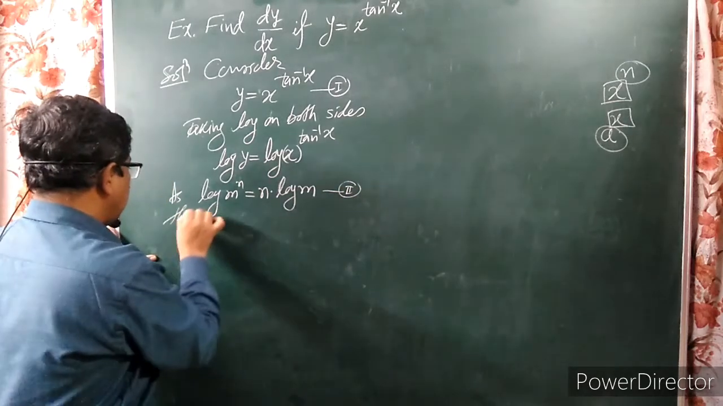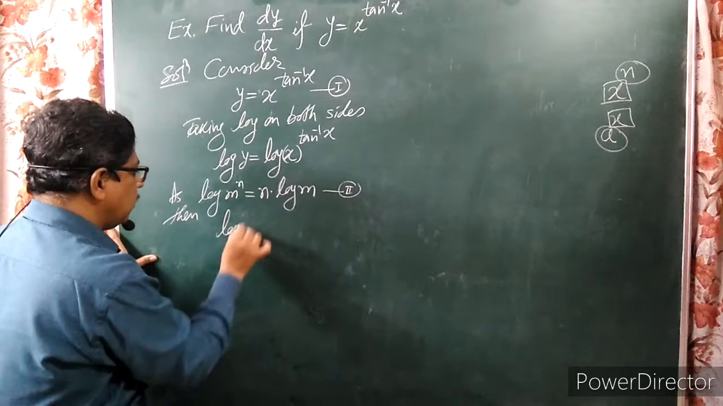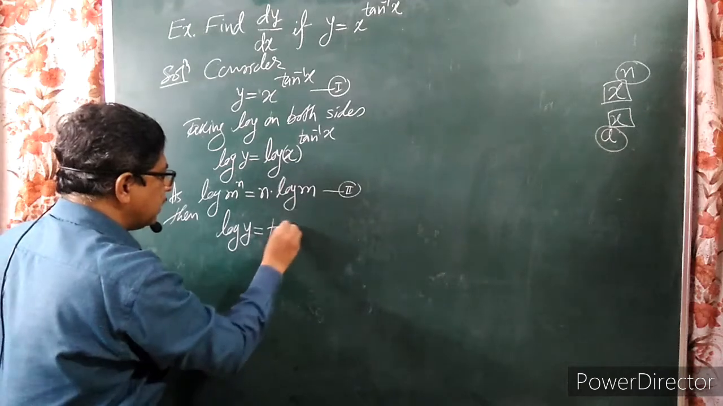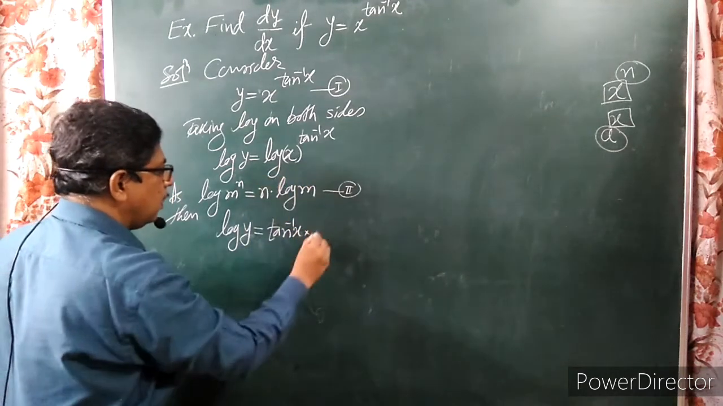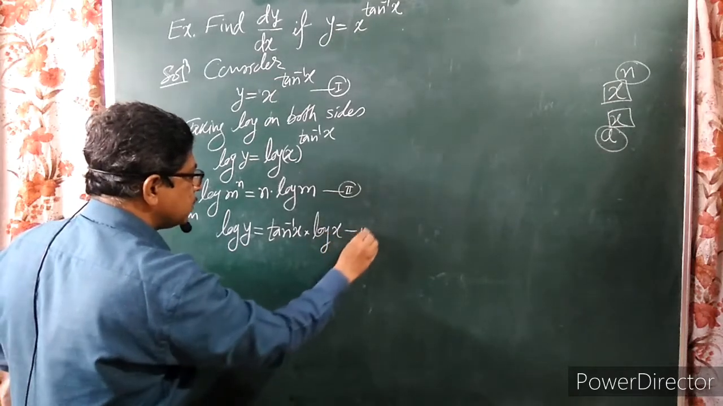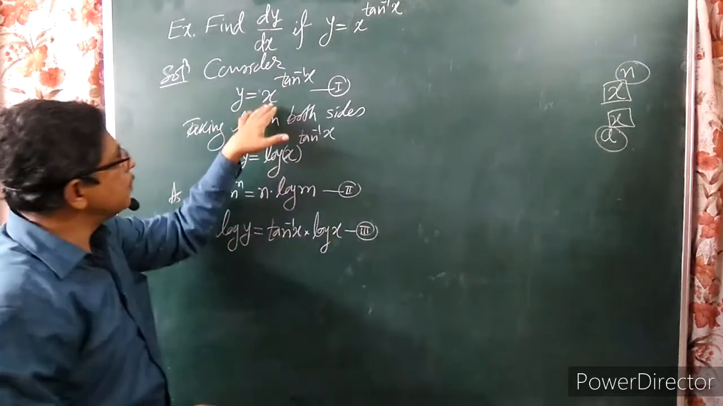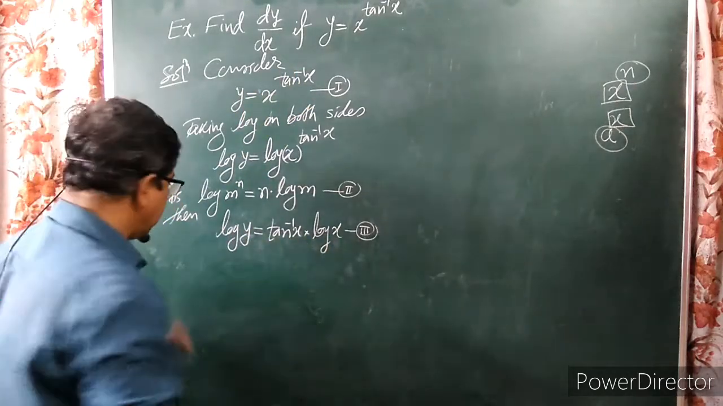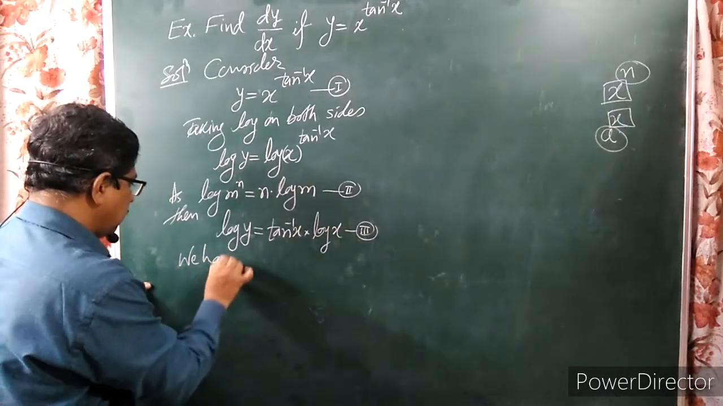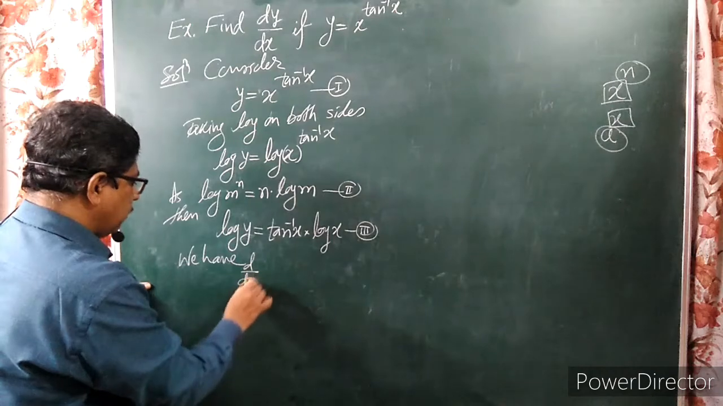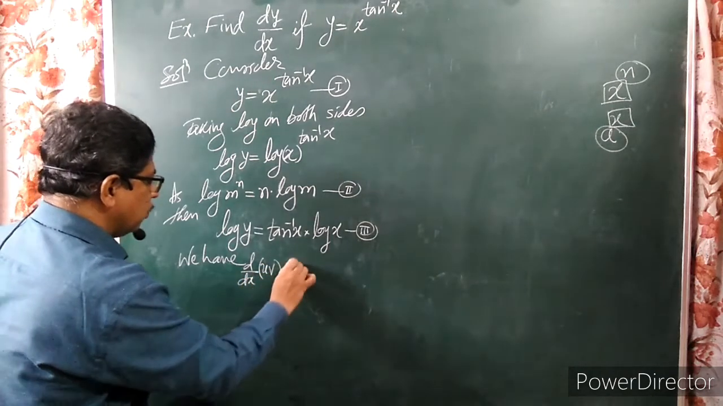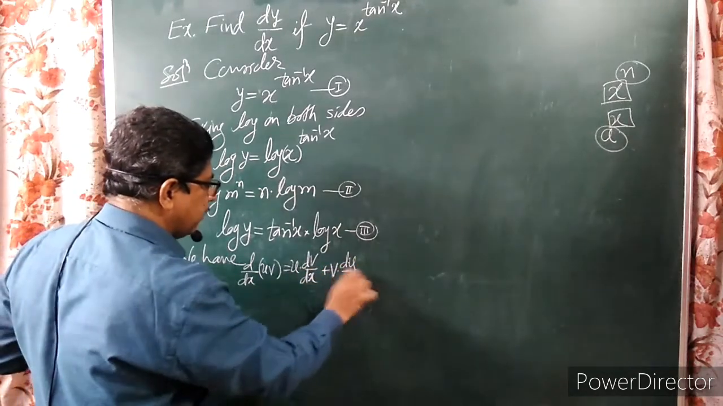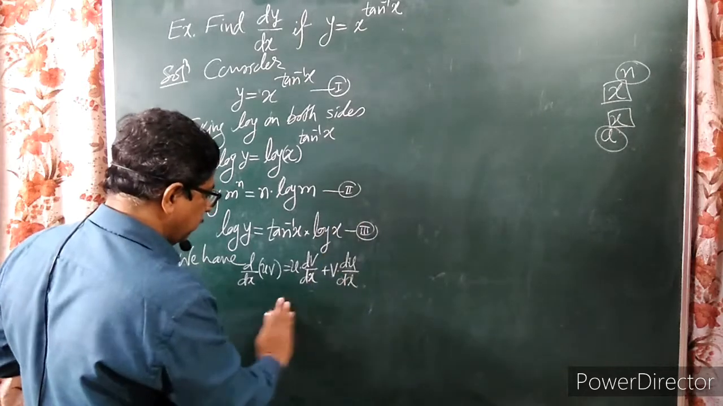Then you will get log y is equal to, हा tan inverse x जो आहे n तो बाहेर येईल लॉगच्या, tan inverse x into log x. I will call this 3. And now see, this was in the form variable raised to variable. Now it is reduced as product of two functions. And productचा formula आपल्याकडे आहे. We have d by dx of u into v is equal to first term into derivative of second plus second term into derivative of first. त्यामुळे हा इथं वापरता येतो.